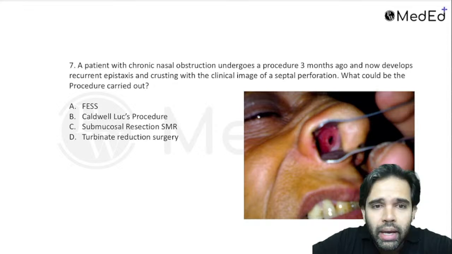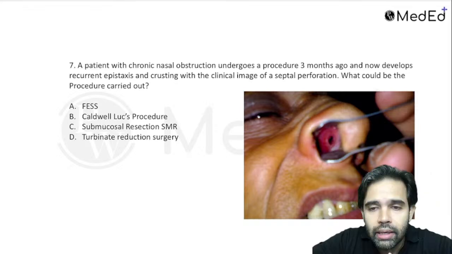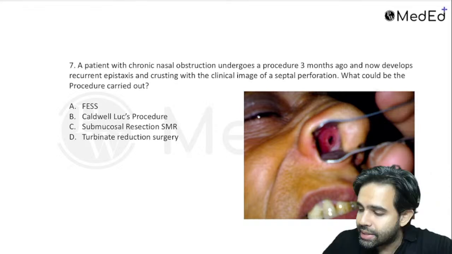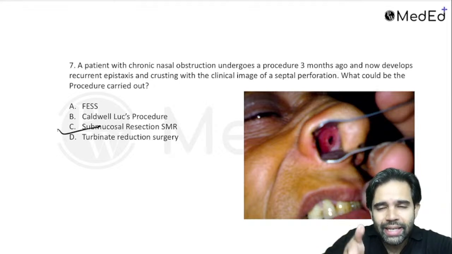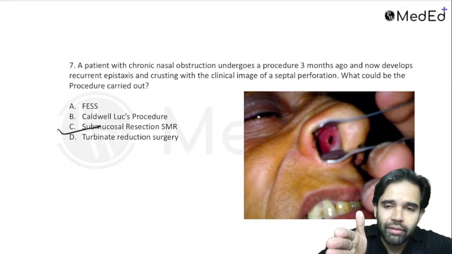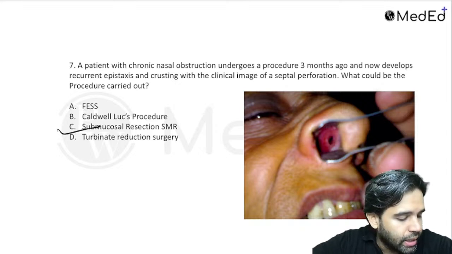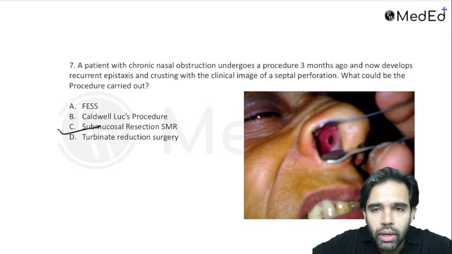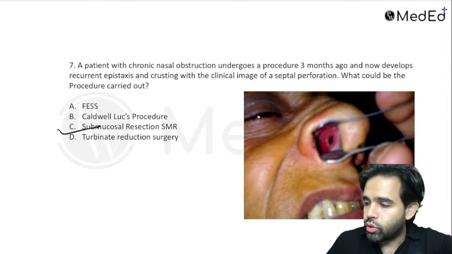But the only option which I heard consistently where we will see this kind of complication is submucosal resection, which is removing the bone and removing the cartilage, and many times we don't get the plane very well, and there will be a through and through perforation either immediate post-op or after some time. Also certain infections can cause it. Denker's surgery will not cause this kind of septal perforation. So in this case it would be a submucosal resection surgery.